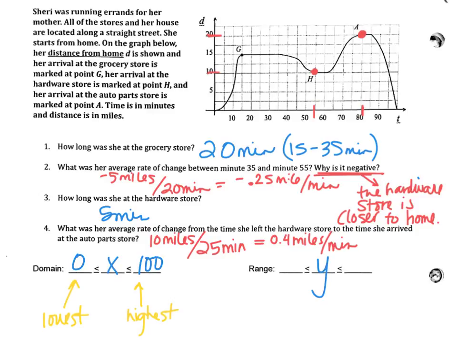And then for range, my lowest y value is 0. And you don't want to look at the ending y value. You want to look at the highest y value. And the highest the distance ever gets is 20. All right, so there's your domain and range for this problem.